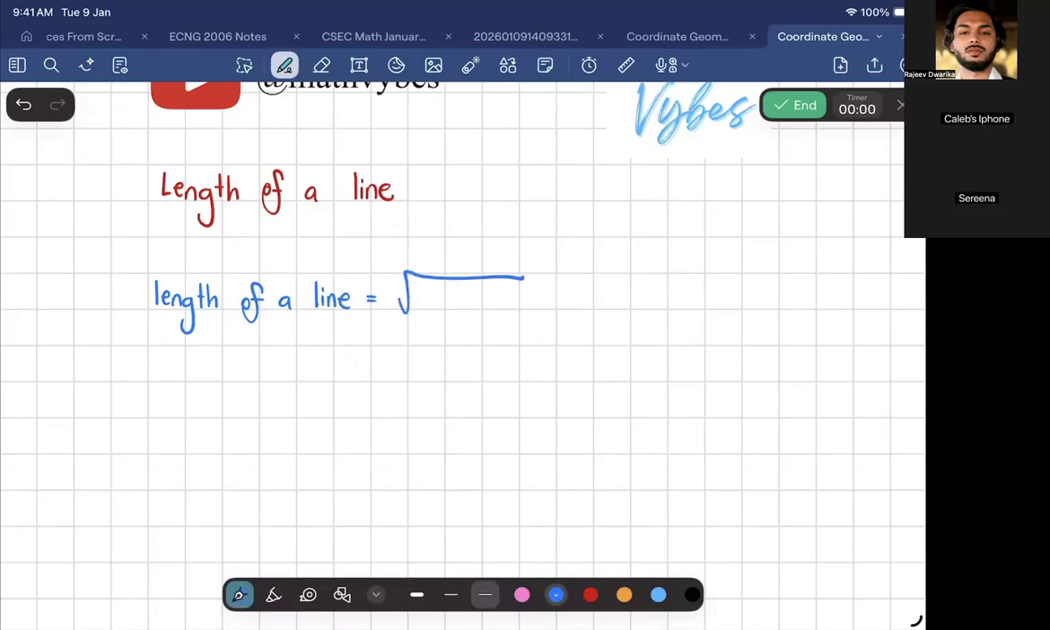The formula for the length of a line is just the square root of x2 minus x1 squared plus y2 minus y1 squared. Extra points if you could figure out where this comes from. Does anybody know?